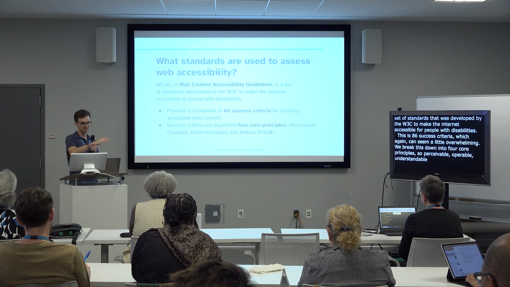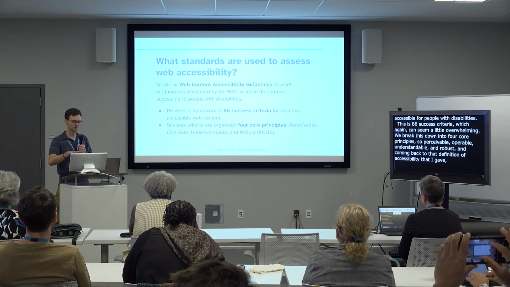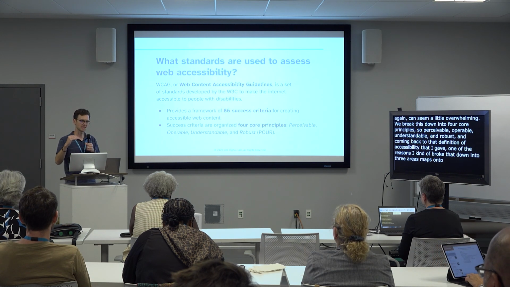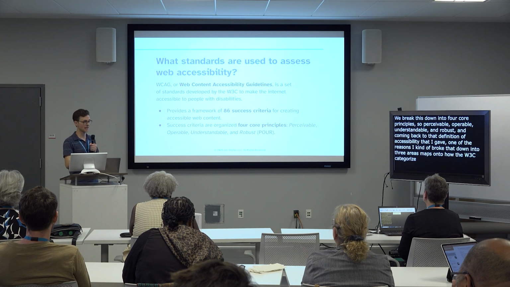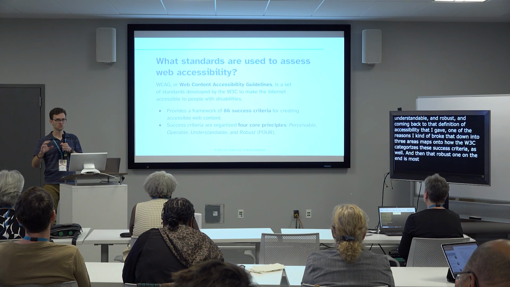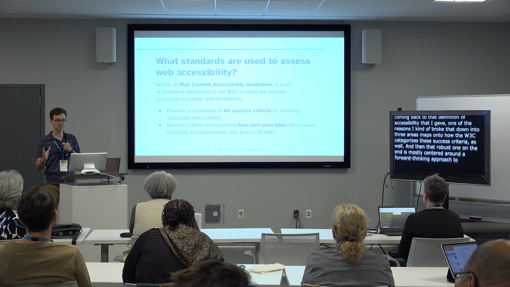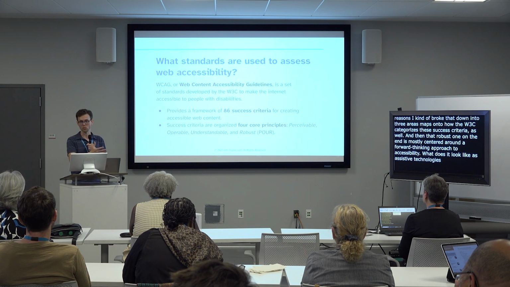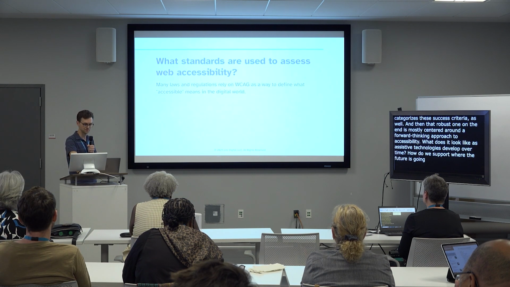And coming back to that definition of accessibility that I gave, one of the reasons I broke that down into 3 areas is that it maps onto how the W3C categorizes these success criteria as well. And then that robust one on the end is mostly centered around a forward-thinking approach to accessibility. What does it look like as assistive technologies develop over time? How do we support where the future's going with accessibility and make sure that our content's ready for that?